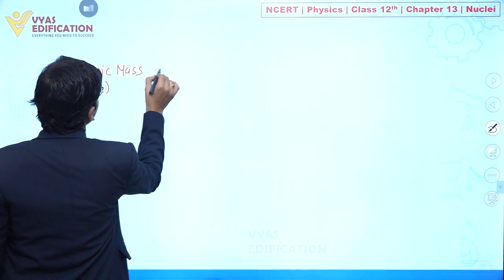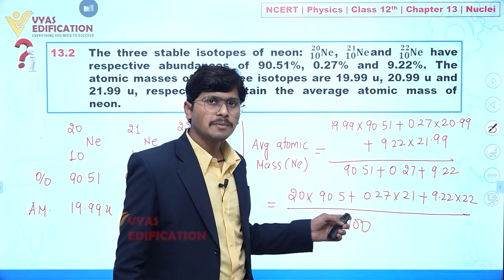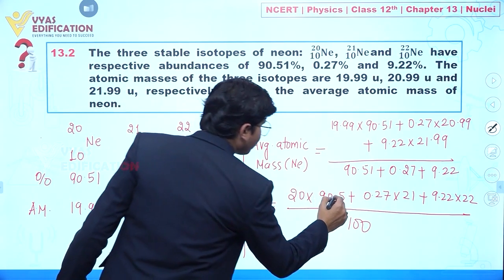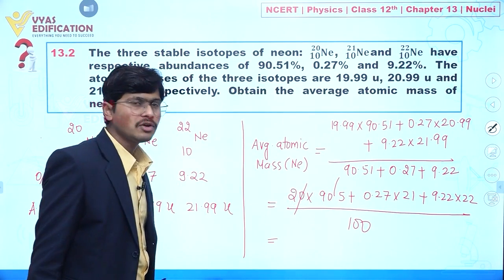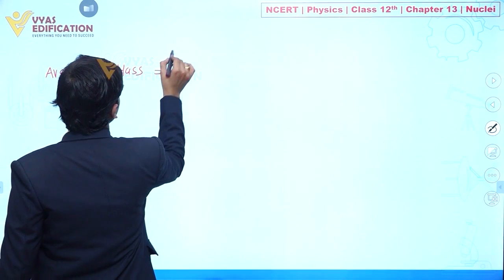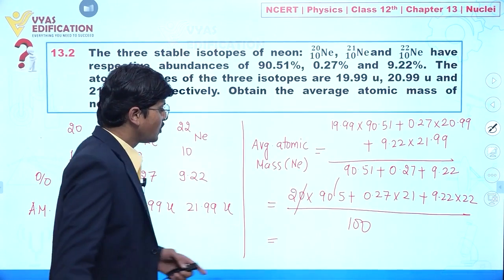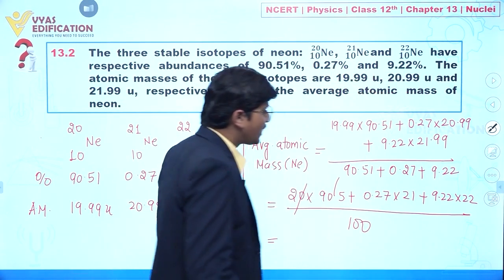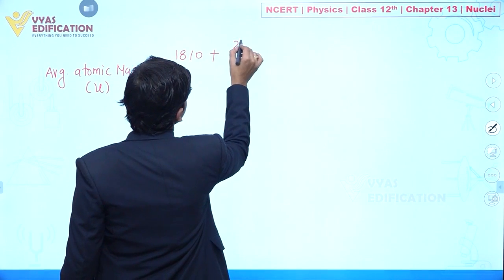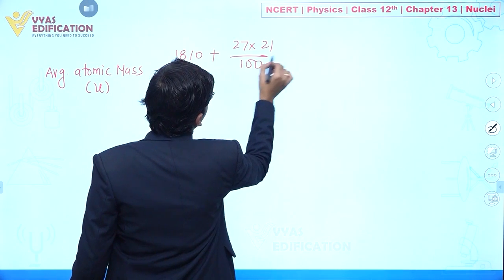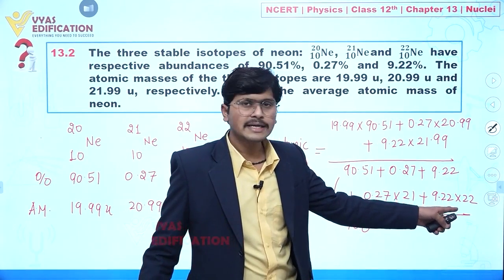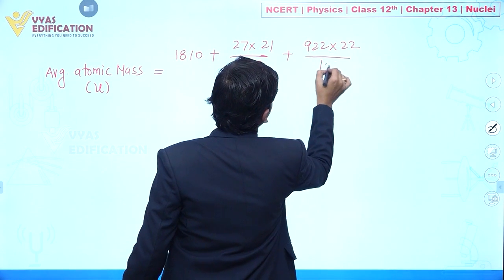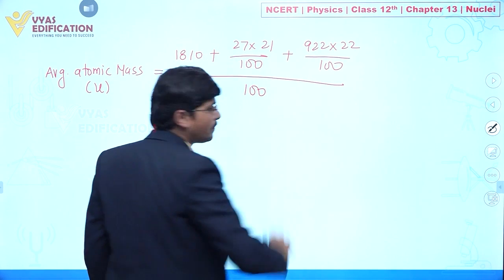in terms of AMU? This should be equal to 20 multiplied with 90.5. If you remove the decimal, this one and this one cancel out, so you will get this value, that is 1810, yes or no. 905 multiplied by 2 is equal to 1810, plus 27 multiplied with 21 divided by 100, plus 9.22, so 922 multiplied with 22, divided by 100 and also divided by 100, clear everyone.